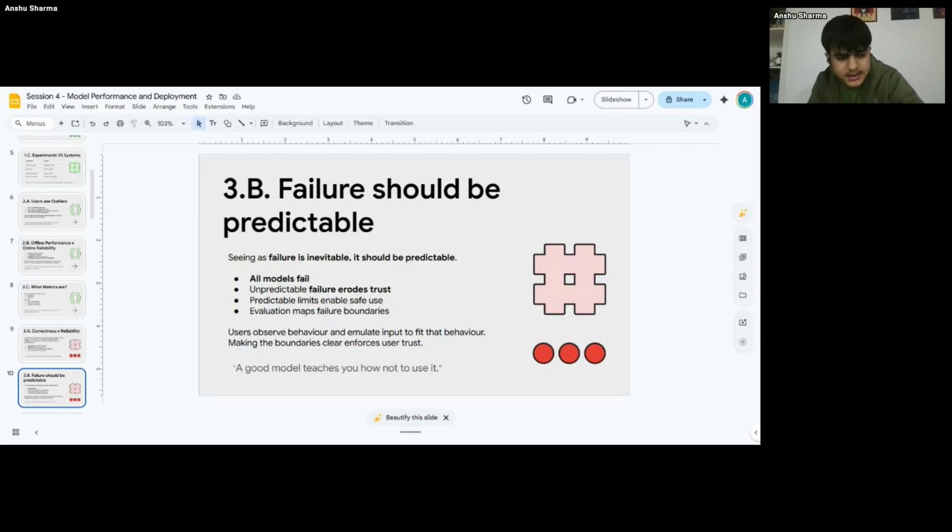So the bottom line here is that users observe behavior, right? So if I know that ChatGPT fails on this certain input, I will try to model my future inputs so that the model does not fail, because that is how humans work, right? But if I know for sure that the model will fail on this particular input every time, that is reliability, that is predictable failure. If I'm just using my model casually and it fails, that is unpredictable failure, which is bad, because that will erode my users' trust in the organization, right? So the bottom line here, as it's written, is a good model teaches you how not to use it.